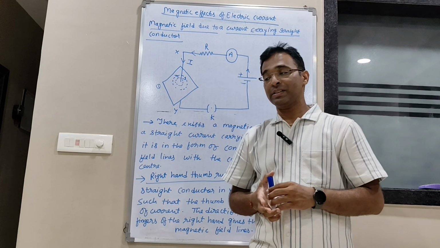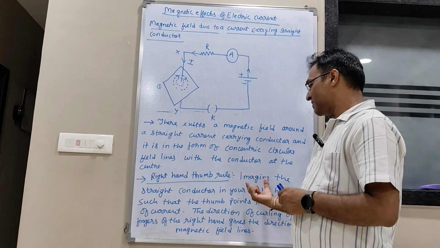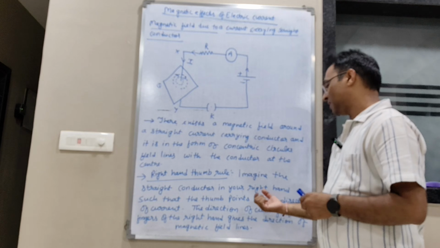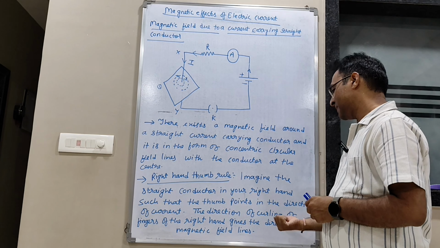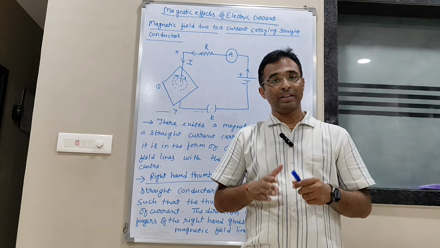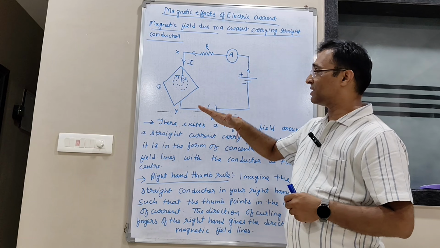So here comes an important rule, which is the right hand thumb rule. Imagine holding the straight conductor in your right hand such that the thumb points towards the direction of the current. The direction of the curling fingers of the right hand gives the direction of the magnetic field lines. I am going to explain it to you. See, this is your right hand.